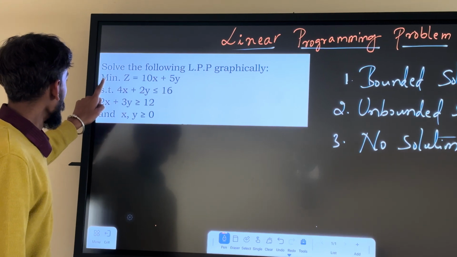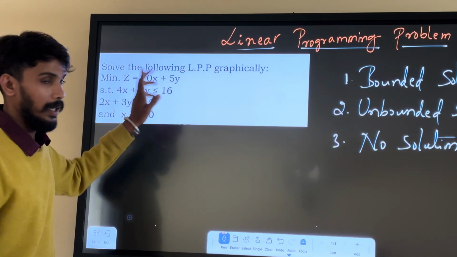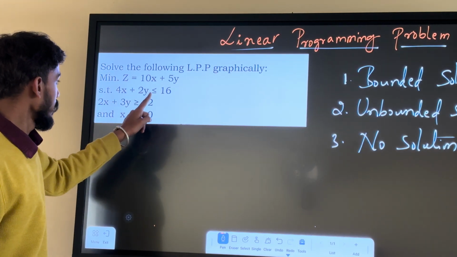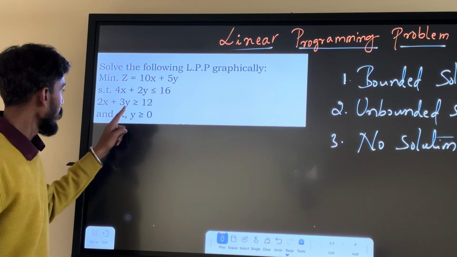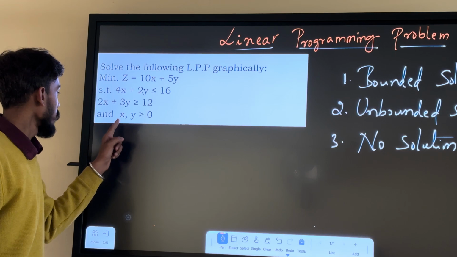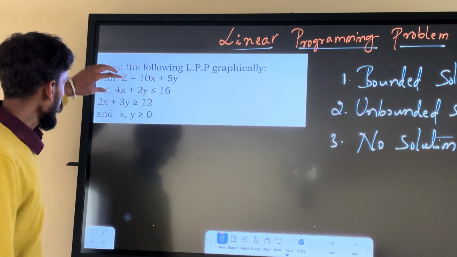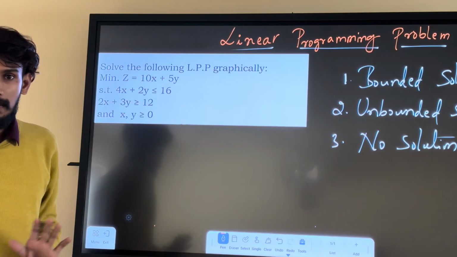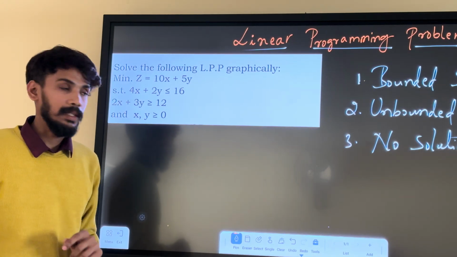The question: minimize z equal to 10x plus 5y, subject to constraints 4x plus 2y less than or equal to 16, and another equation 2x plus 3y greater than or equal to 12, where the positive constraints are x comma y greater than or equal to 0. The question could be about minimization of z or maximization of z. Here I have taken minimization of z.